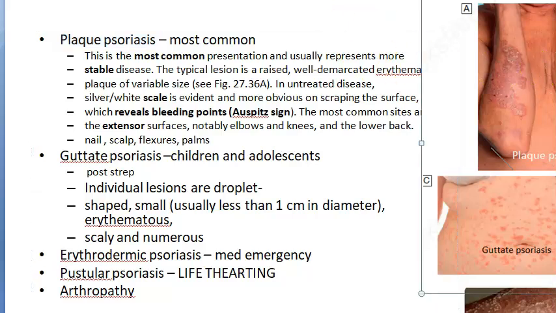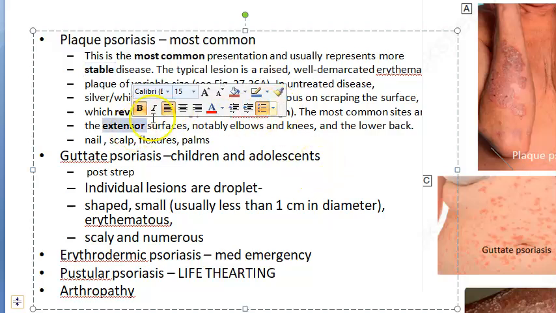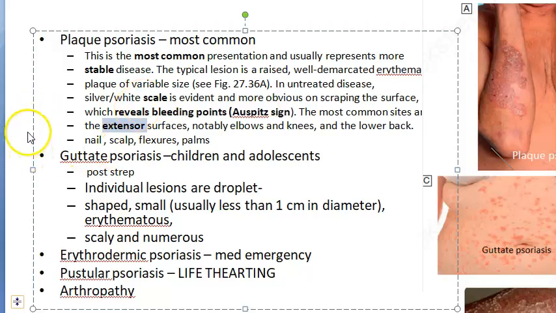Look at this image here, taken from the Davidson textbook. Plaque psoriasis. This happens in adults. You can say it is the most common and stable disease. Here in extensor surfaces, you will see it will affect nail, scalp, everything. You can say extensor surfaces, don't forget to write this word. Then there are silver to white scales, right? And when you scrape the surface, you will have bleeding spots, Auspitz sign. This much you will write. Okay. Next. You got it, guys?